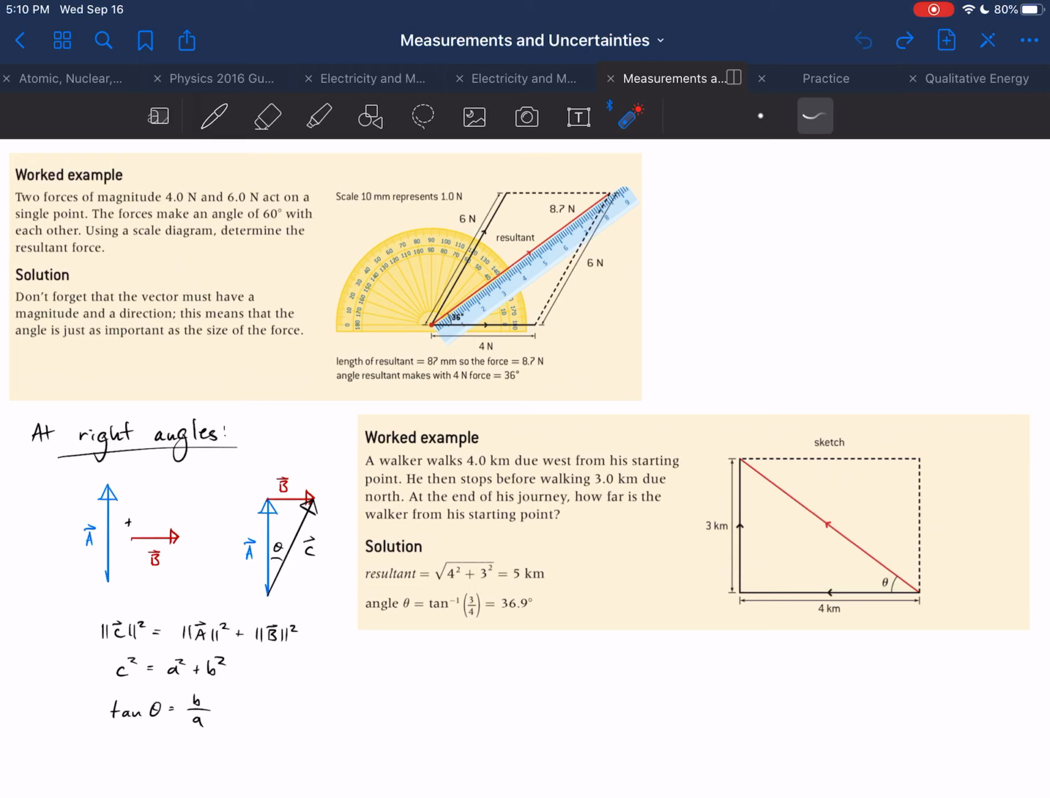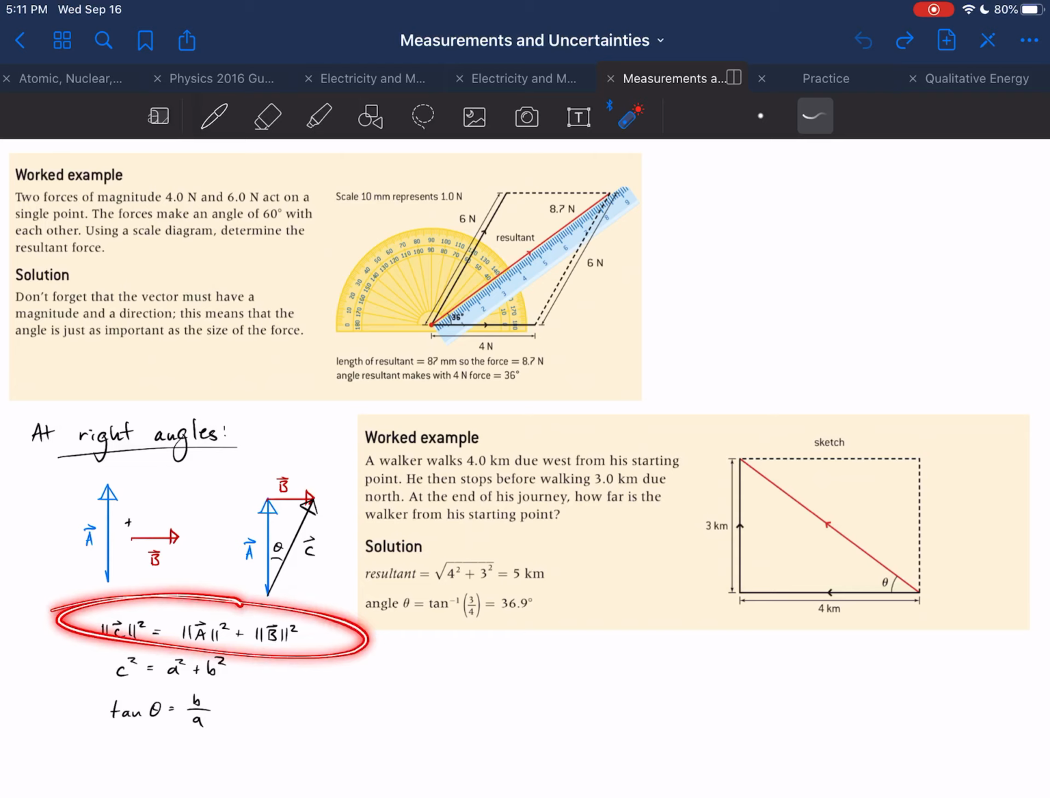All right, so we find A plus B, and all of you hopefully can recall the relationship between the length of A, the length of B, and the length of C, which is simply the Pythagorean theorem. So if you take the value of A squared, add the value of B squared, you will get the value of C squared.